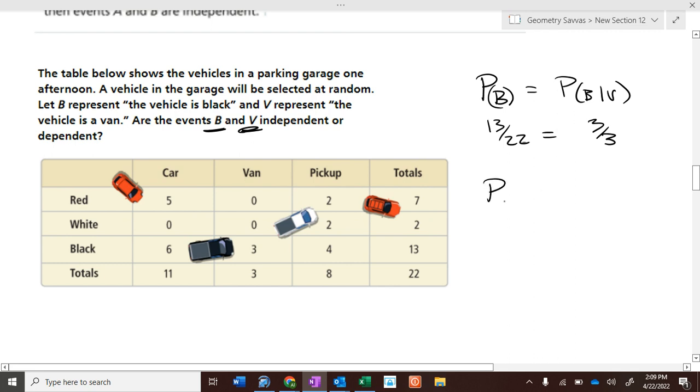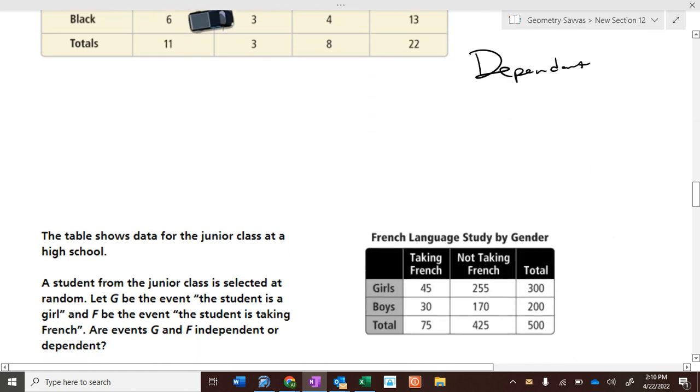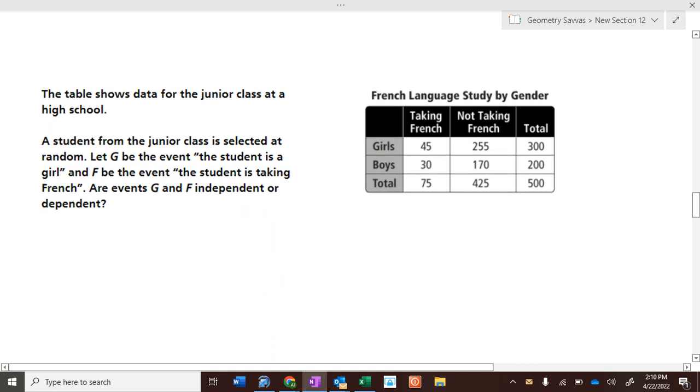If we check whether the probability of a van equals the probability of a van given it's a black vehicle, how many vans are there? 3 out of the 22. What's the probability that, given it's a black vehicle, it'll be a van? Are either one of them the same? No. So they're dependent upon each other. Okay.